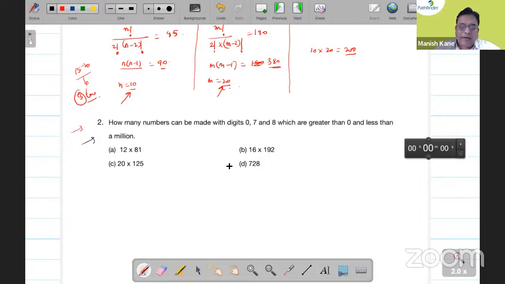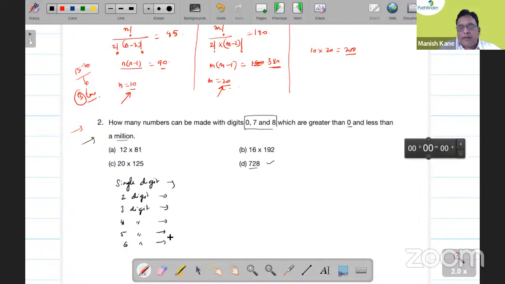Okay. So I guess 2 people got the answer, and the correct answer is indeed 728. Now, the first thing you've got to understand here is there are only 3 digits, 0, 7, and 8. And you want numbers that are greater than 0 and less than a million. So these numbers can be single digit numbers or 2-digit numbers or 3-digit numbers, because all single, 2, 3, 4-digit, 5-digit numbers, and even 6-digit numbers will be less than a million. A million is 10 lakhs, which has 7 digits.